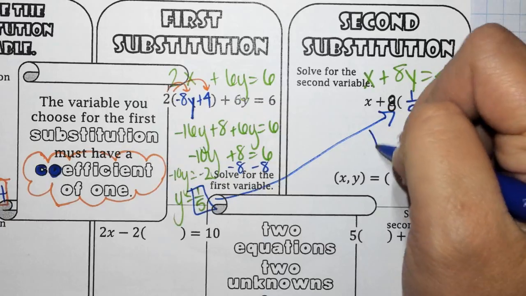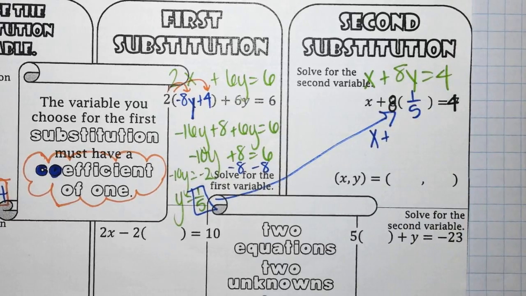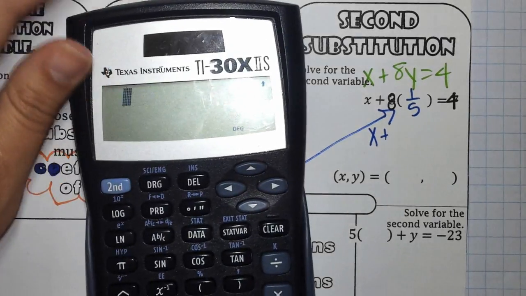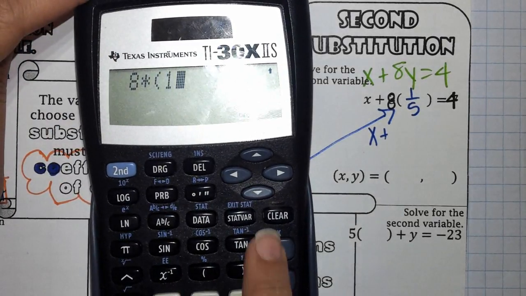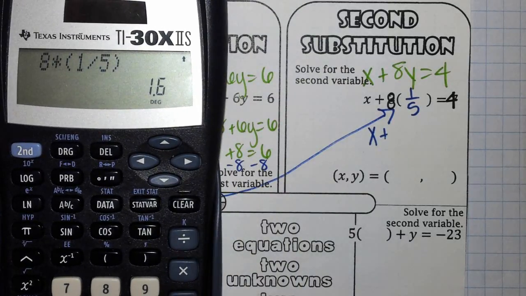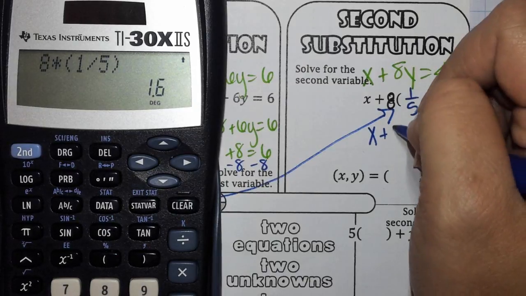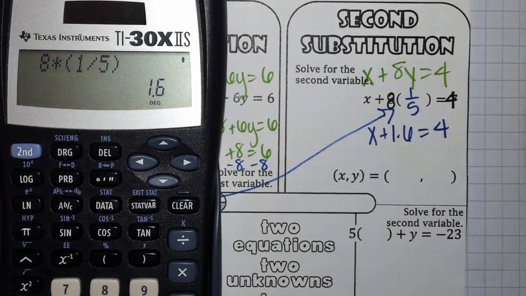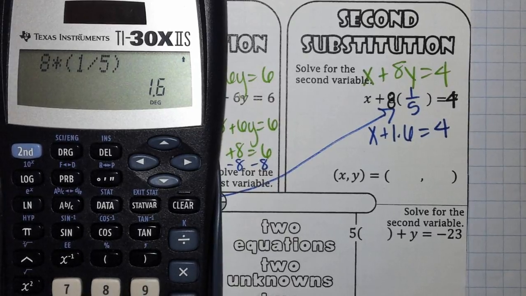Natalie, can you tell me? 12. I don't think so. If you don't know how to multiply it, you do 8 times 1 divided by 5 like that. You have to put it in parentheses. And that gives us what? 1.6. So x plus 1.6 equals 4. You hit S to D on yours and it changes it to a decimal if you want a decimal.